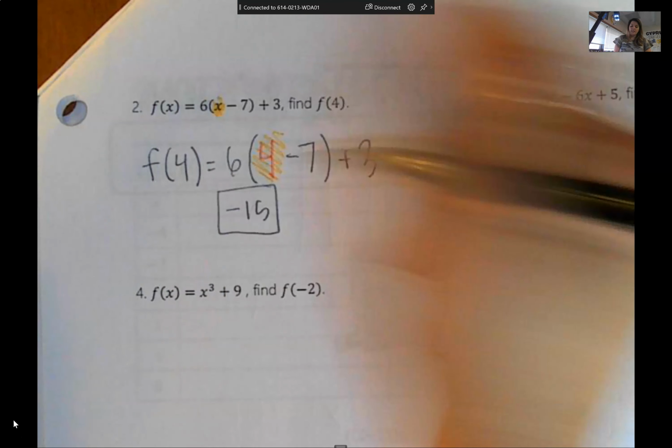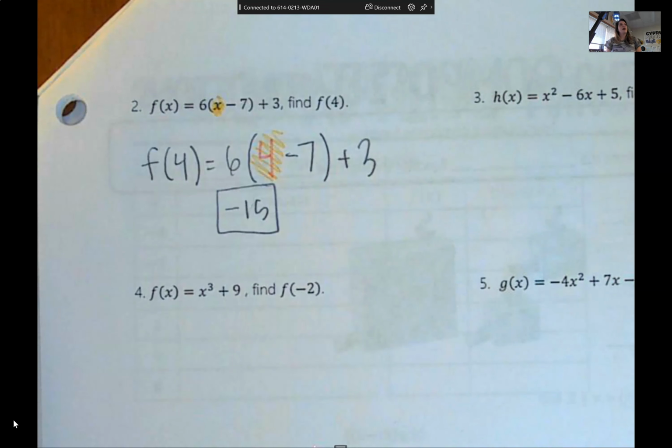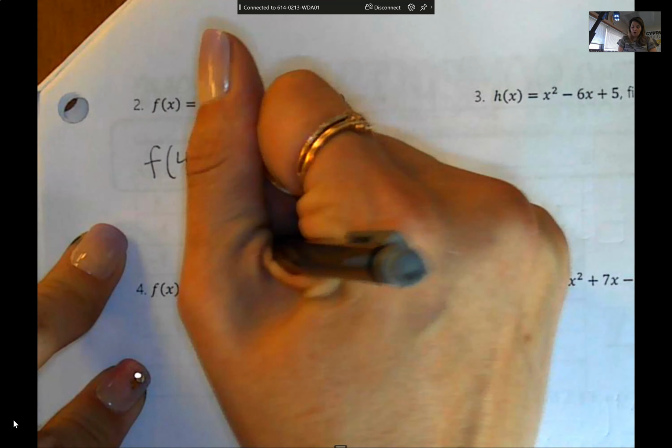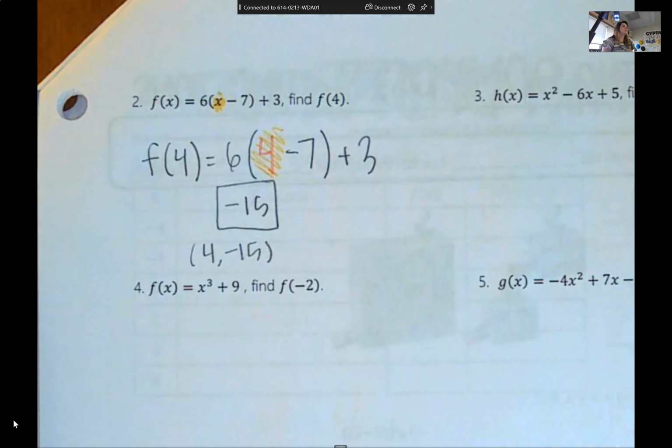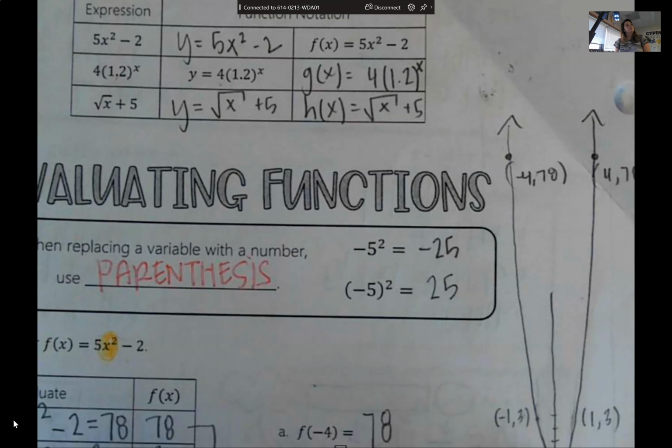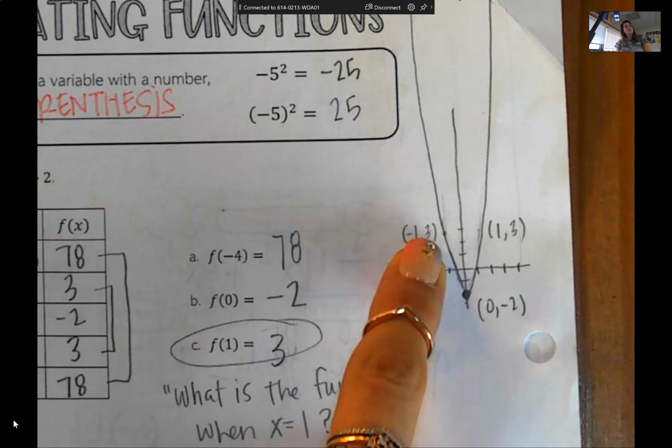So what this is telling us is that if we graphed this line, there would be a point at 4, -15. So we would have the picture of the line, and then this would be a point on the line. Just like we have this parabola, and this is a point on the parabola.